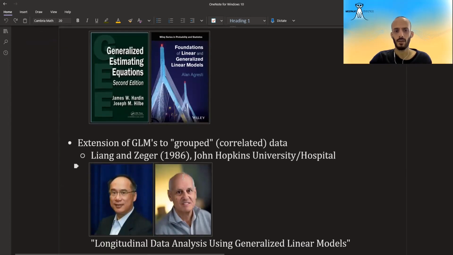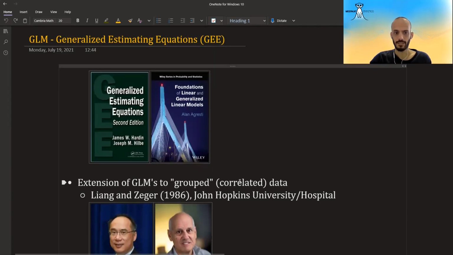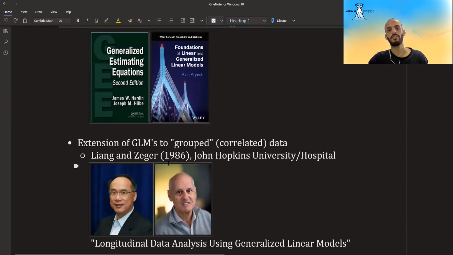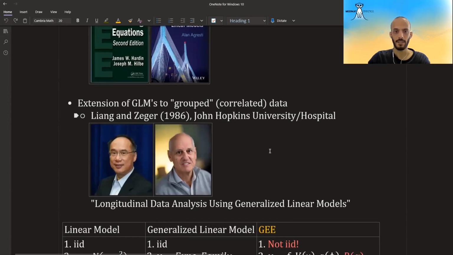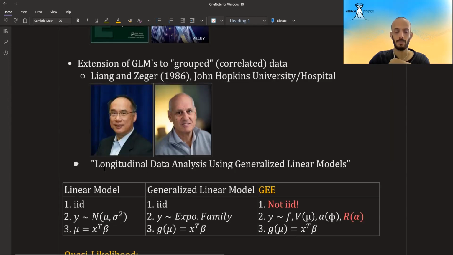Okay, so what are GEEs? Well, they are an extension of GLMs to grouped, which means also correlated, data. These two fellows, Liang and Zeger, are the ones who came up with this method in their paper from 1986, Longitudinal Data Analysis Using Generalized Linear Models.